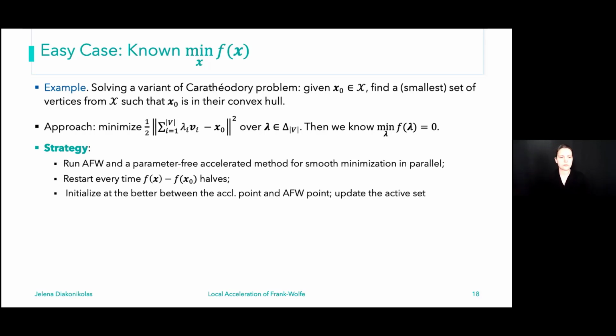Update the active set nodes. You can argue that this does work. And the total number of restarts will be log 1 over epsilon, right? Because every time you're just reducing your error by half.